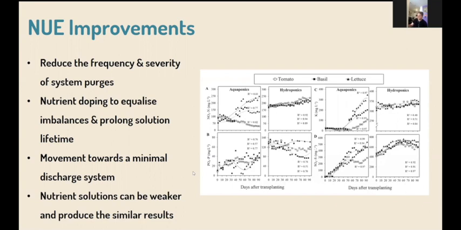So basil and lettuce in this example, hydroponic systems outperformed aquaponics massively, hands down. That's an issue for aquaponics, unfortunately. But if you look at tomatoes, the tomatoes were equal in both systems, even though aquaponic systems had less nutrients in. So we know it's possible to use less and get similar results. We just need to understand it more.